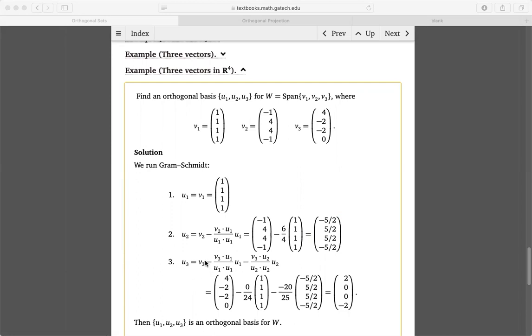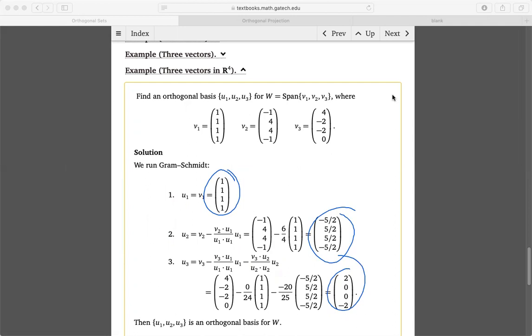And then for u3, we do the exact same thing. We just need to subtract off the component that lies in the direction of u1, and then we subtract off the component that lies in the direction of u2. And what we'll be left with is a vector that is completely orthogonal to u1 and u2. That's all there is to it, really. So then those three vectors form an orthogonal basis.